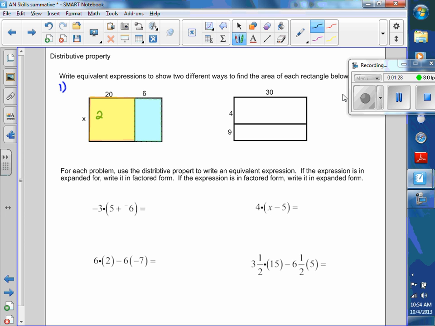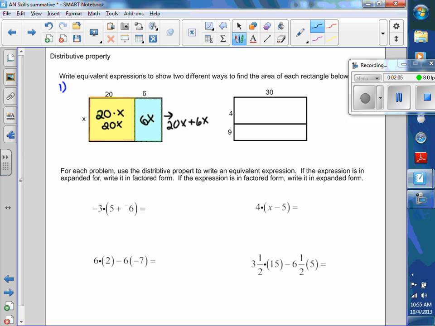So you're right, this rectangle here would be 20 times x. So we just write it as 20x. If you could put the dot, if it helps you. And then this would be what, Haley? 6x, right? And if you were trying to find the area of the entire rectangle, you would add them together. So one way to write this is 20x plus 6x. So that's method one.